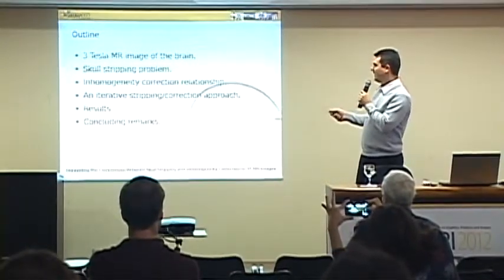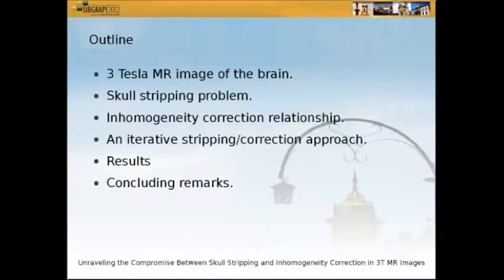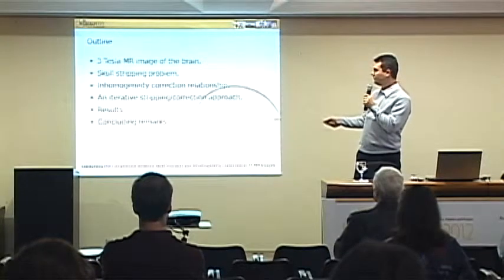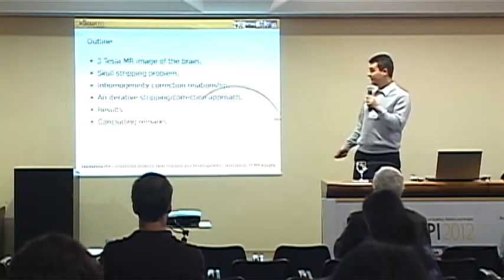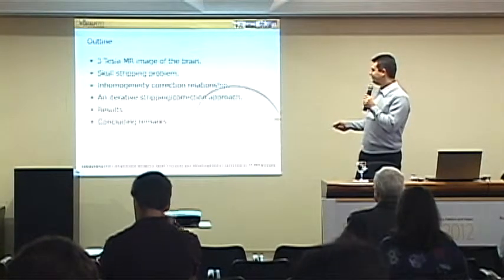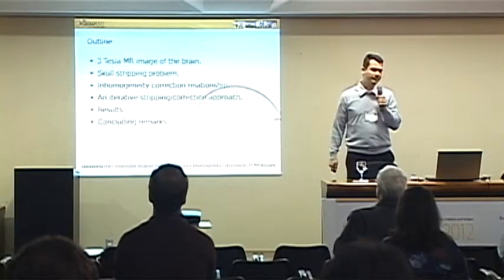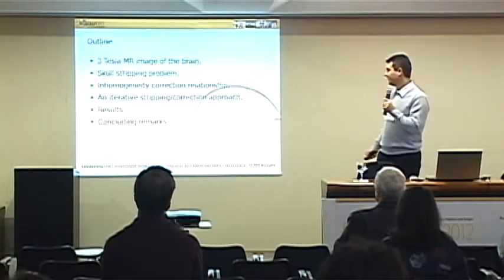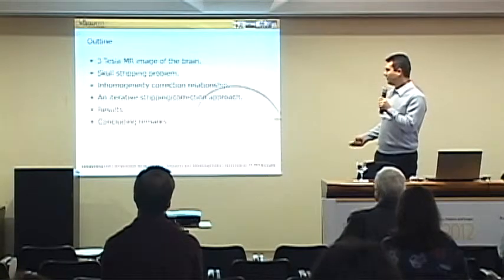I'll start talking about the problem of 3 Tesla MR images of the brain and what we can do with it. Then I'll talk about skull stripping and inhomogeneity correction, and I'll show you that those two problems are very closely related. Then I'll show you a very interesting method that we developed to solve those two problems together. Then I will show you the results and the concluding remarks.